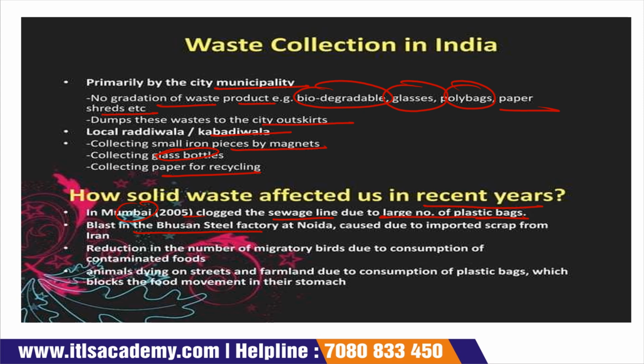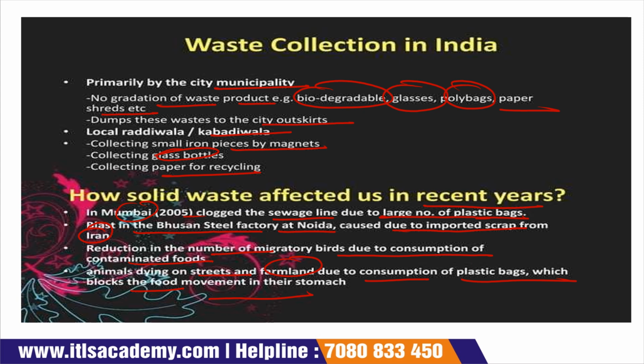Blast in a Bhusan Street factory at Noida caused due to the imported scrap from Iran. Reduction in the number of migrating birds due to the consumption of contaminated food. Animals dying on a street and farmland due to the consumption of plastic bags, which also block the food movement in their stomach. What happened then?